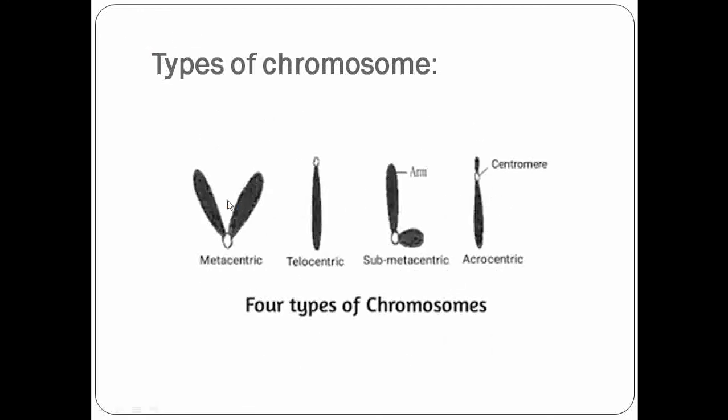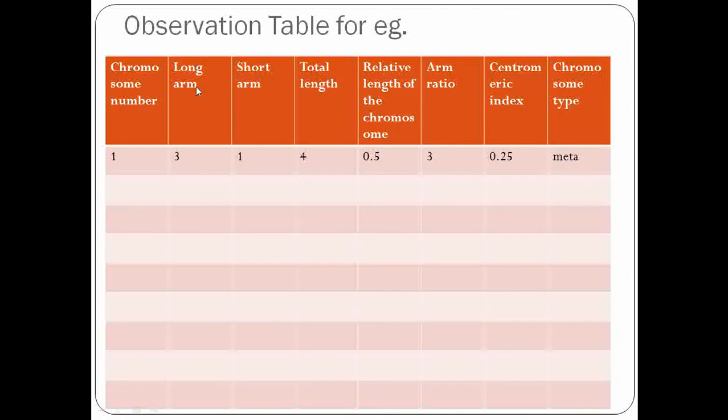Okay, then see here, you have to calculate the length of the long arm, the length of the short arm. Then you have to combine the length of the long arm and short arm. It will give you the total length. Okay, after calculating the total length, you have to calculate the relative length of the chromosome. Afterwards, the arm ratio, centromeric index, and the chromosome type.